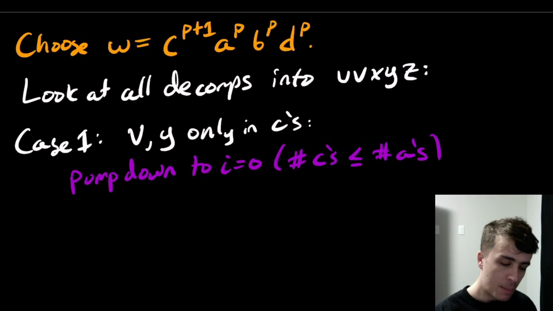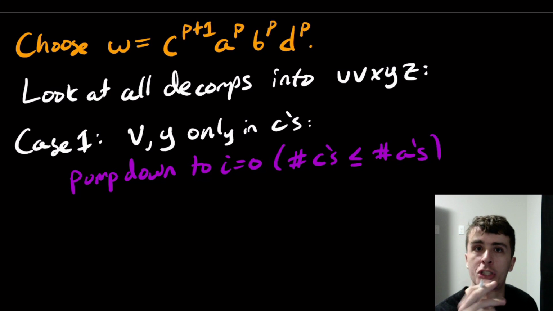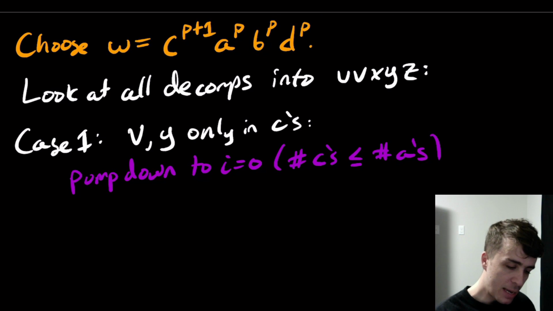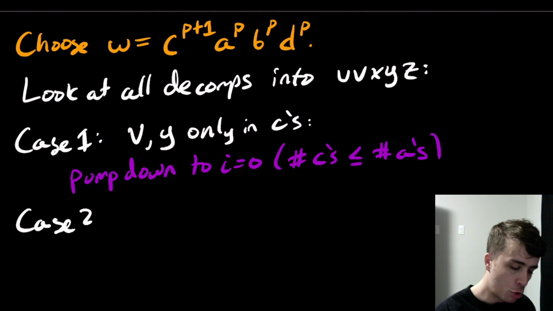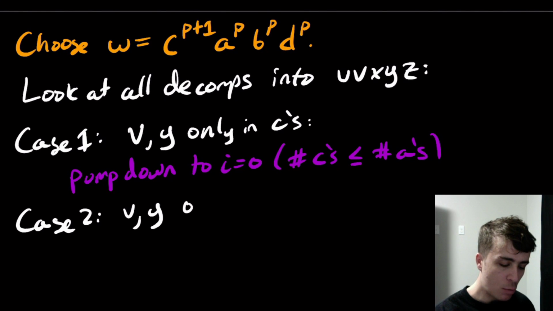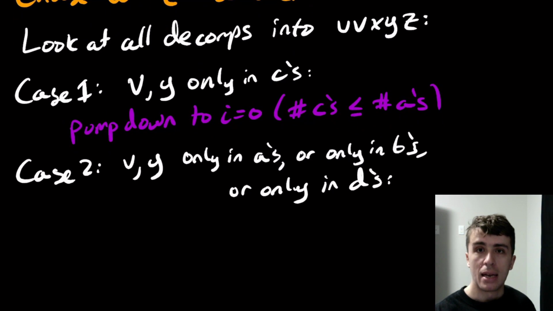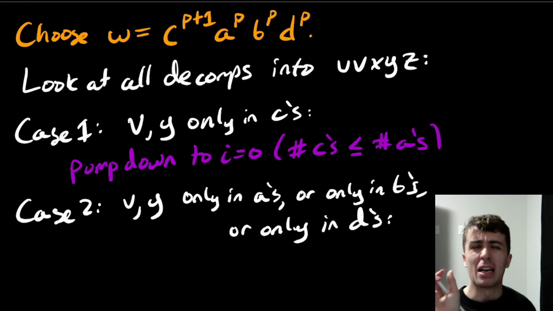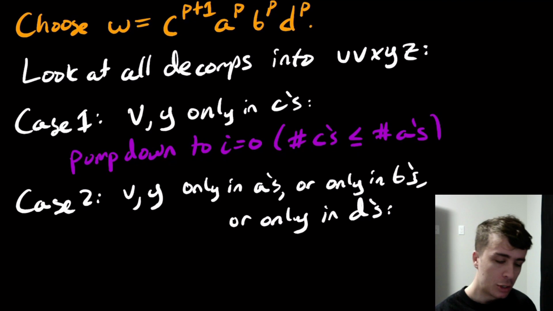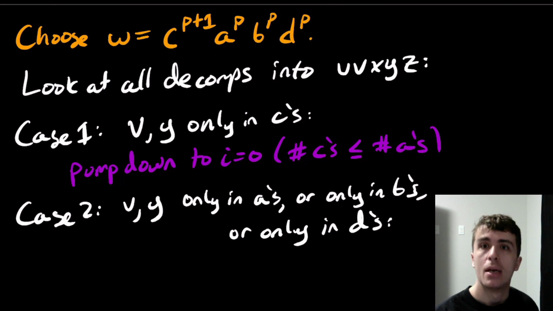But if we think about V and Y being anywhere else, the A, B, and D are all symmetric to each other. So if we have a second case here, we can actually group a lot of possibilities together. V and Y are only in A's or only in B's or only in the D's. We call this uniform in that it is only one character. It doesn't have 2 different characters. So in those cases, let's just say for example the A's, then we want to have more A's than C's, or at least as many A's.